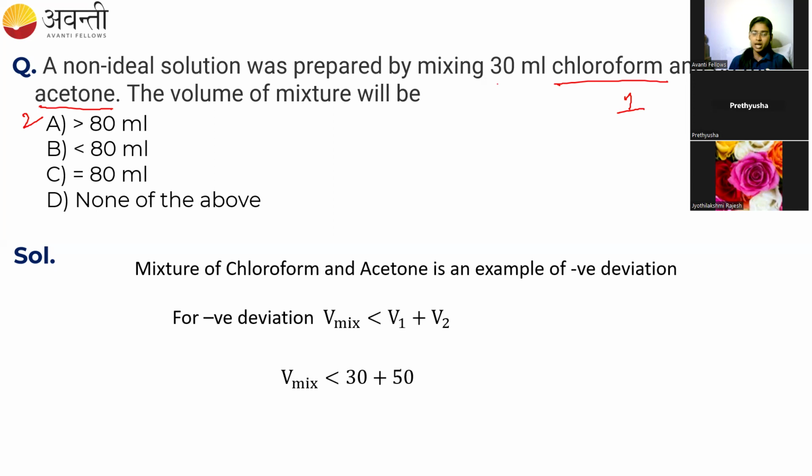So if I add those two, then the value should be greater than the mixture volume. Okay. So 30 plus 50 is 80. So the V mix is less than 80. So which is the correct answer? Option B is the correct answer.